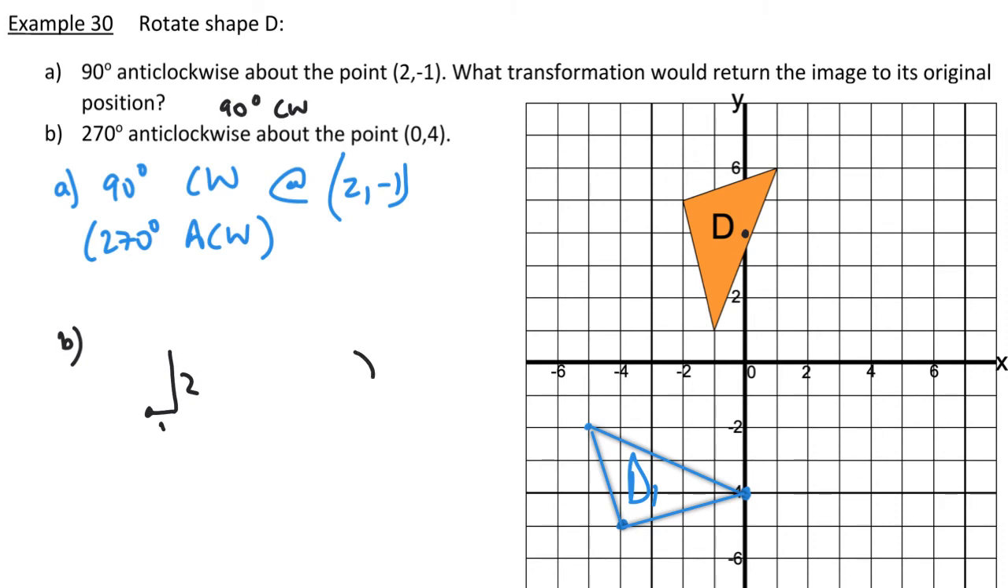And clockwise is in this direction. So if we rotate 1, 2, we'll go down 1 and right 2. So down 1 and right 2 from our centre will get us to the point 2, 3. So that's our first vertex. To get to the next one, we'll go left 2 and up 1.